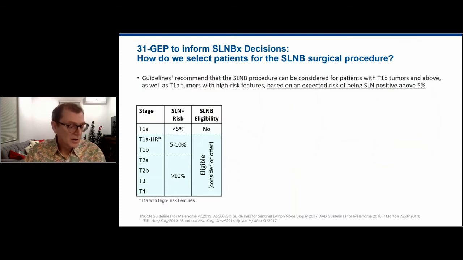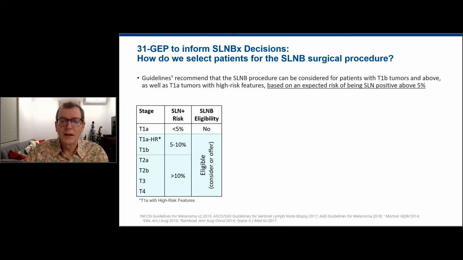So now I'd like to talk about the second indication for DecisionDx-Melanoma, which is to inform sentinel lymph node biopsy guidance. And I believe that many dermatologists are aware of our cutoffs for when we refer patients for sentinel lymph node biopsy based upon depth. But the guidelines for sentinel lymph node biopsy actually go beyond depth, and they're really based upon the positive predictive value of the test.